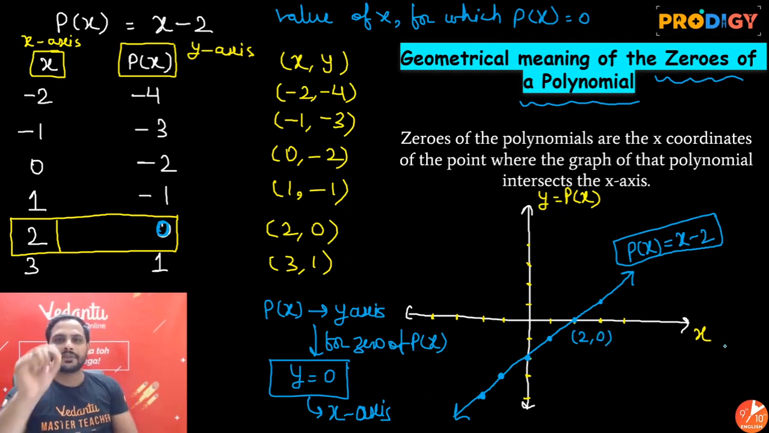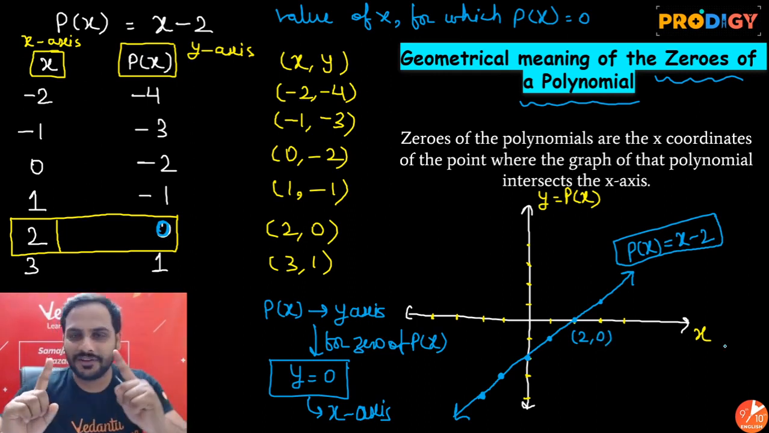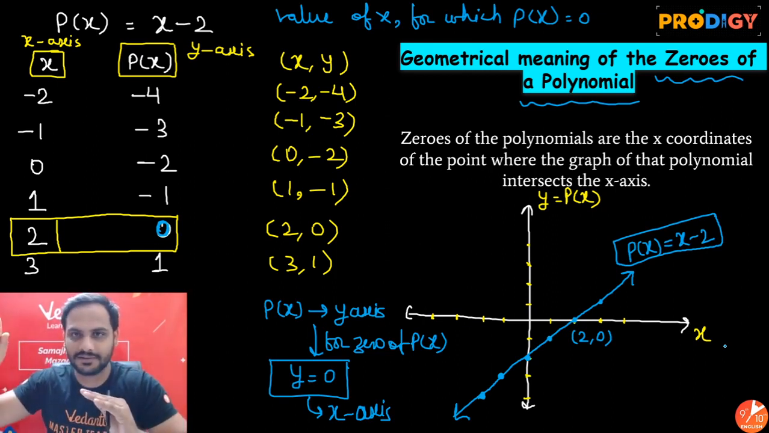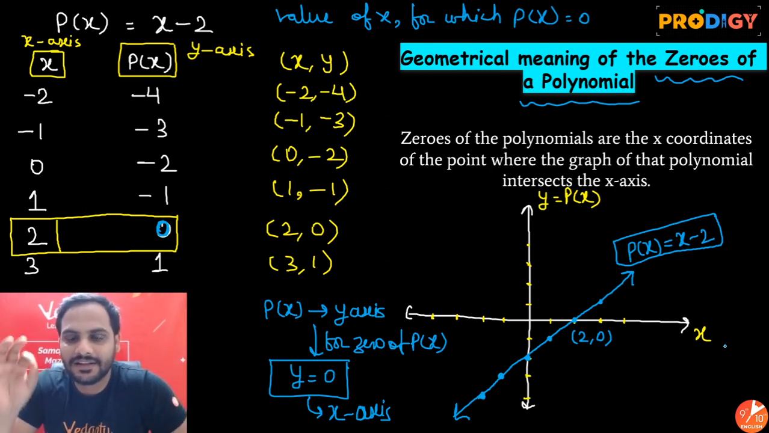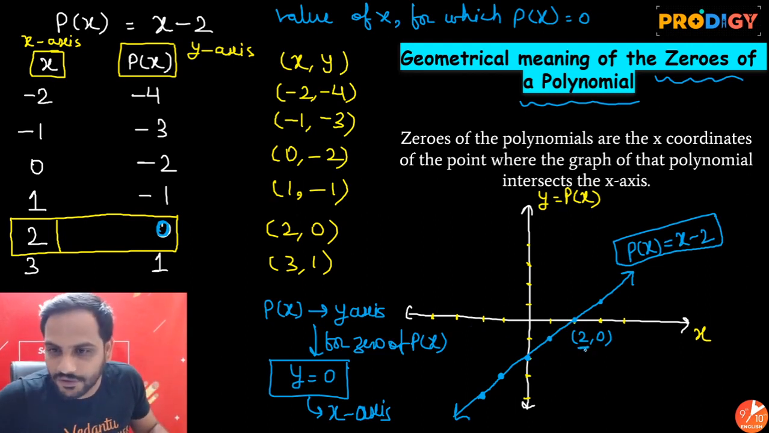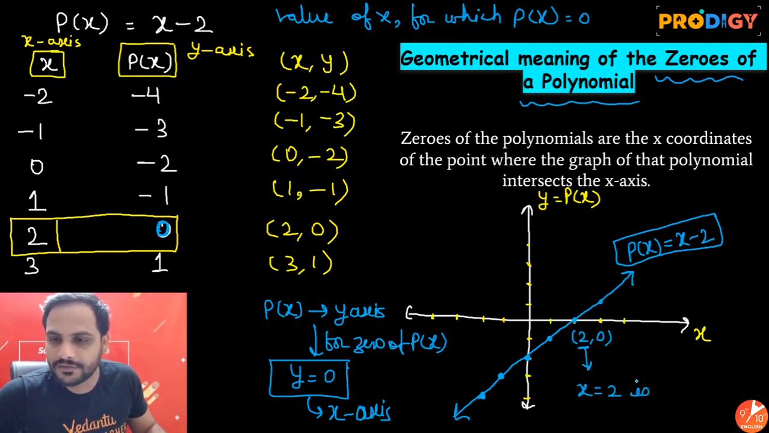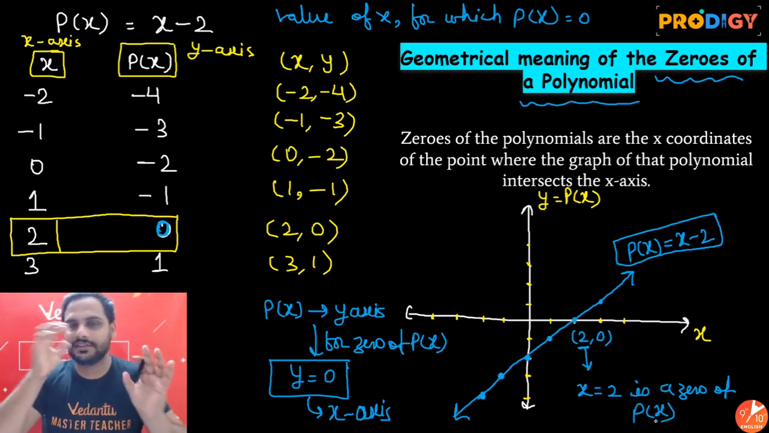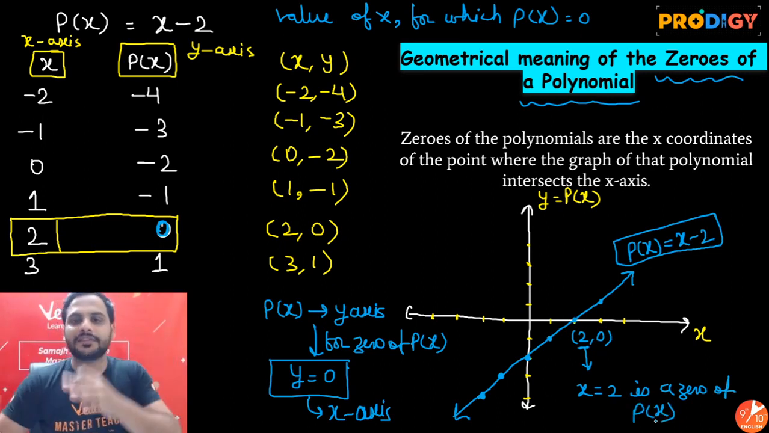So from here beta, we get to know that if we draw the graph of a polynomial, wherever the graph intersects the x-axis, that point will tell us that there is a zero. On that point we'll get to know there is one zero, and the zero of that polynomial will be the value of the x coordinate. So x equal to 2 is a zero of P(x). Got it? This is the concept.